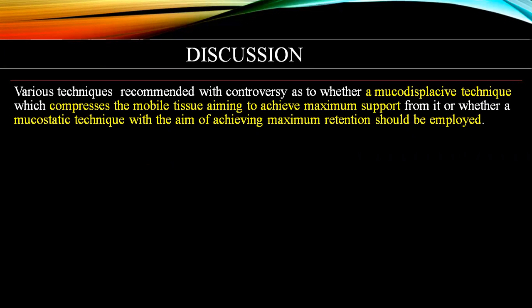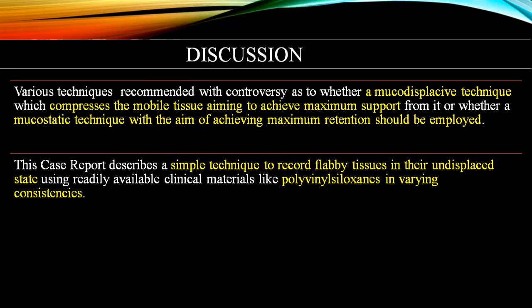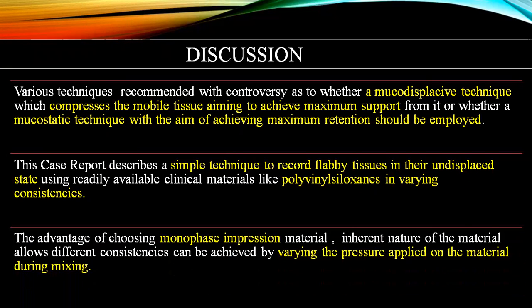Each technique has its own disadvantages and advantages. This case report describes a simple technique to record flabby tissues in their undisplaced state using readily available clinical materials like polyvinyl siloxanes in varying consistency. The Hopkirk's technique described does not involve extra clinical steps in construction of the complete denture. The impression materials used in this technique are widely used. The advantage of choosing monophase impression material is that, due to the inherent nature of the material, different consistencies can be achieved by varying the pressure applied on the material during mixing.